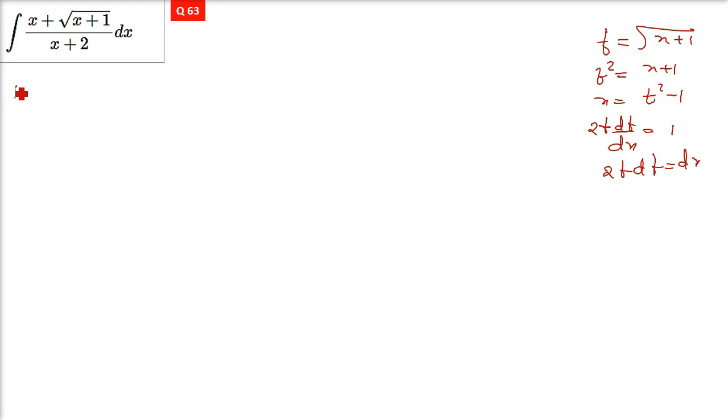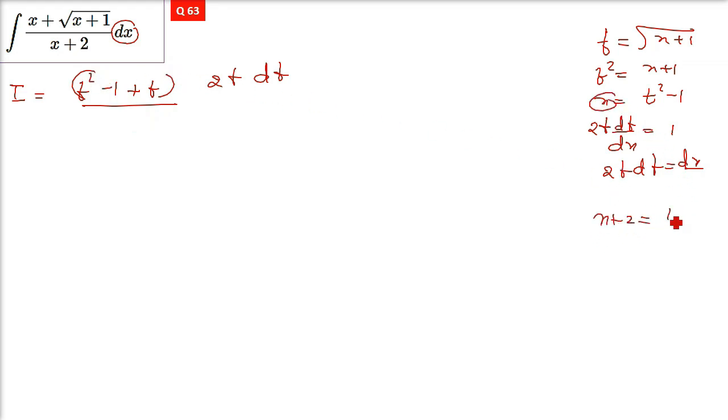Now come here. So now this integration is going to become like this. This dx will be replaced by 2t dt. In place of x, you can write t squared minus 1. This under root x plus 1 was t. And denominator x plus 2. Now you can just add 2 here. x plus 2 will be equal to t squared minus 1 plus 2. So it will be t squared plus 1. So t squared plus 1 in the denominator. So now multiply the numerator all along. This 2 we will take later. So it will be t cubed minus t, and plus t into t is t squared, divided by t squared plus 1.